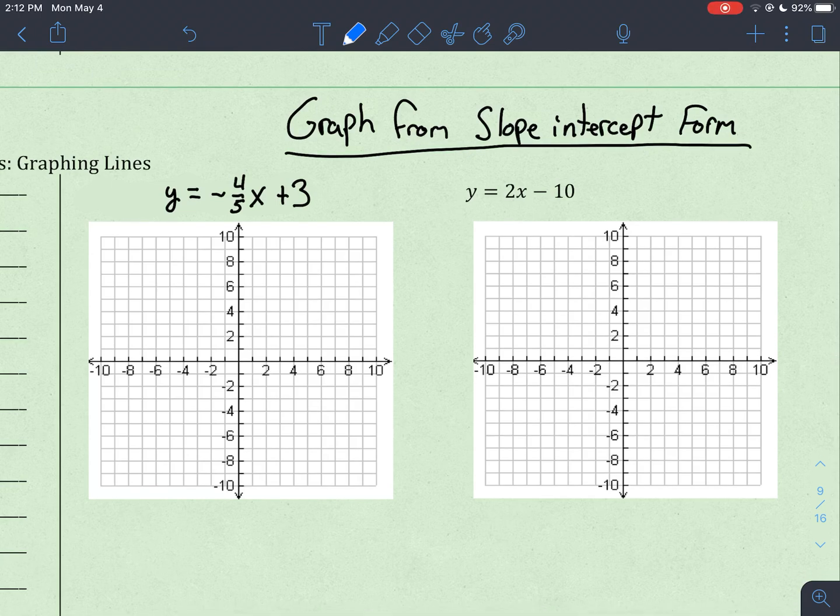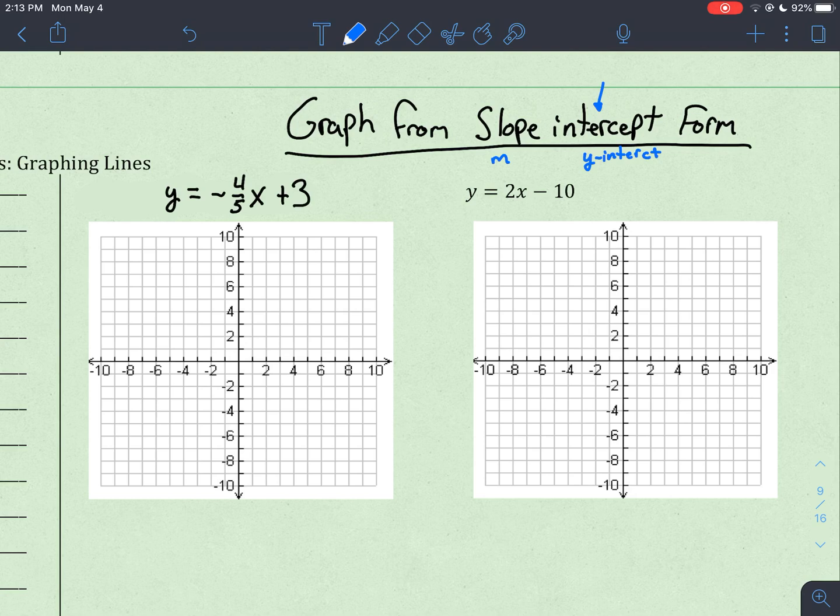All right, here's our second in the series of graphing. We're going to graph from slope-intercept form. So we're going to start at the y-intercept, kind of like point-slope form. The name tells us the information we have. So the slope is going to be our m. This is going to be the y-intercept.